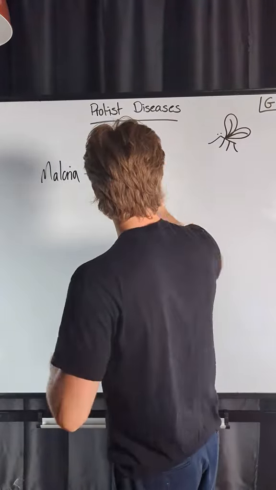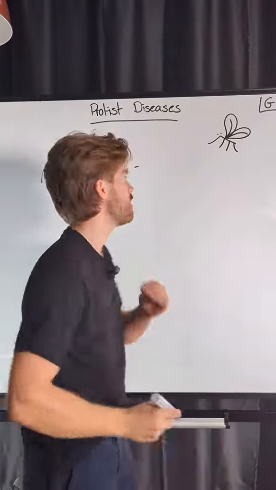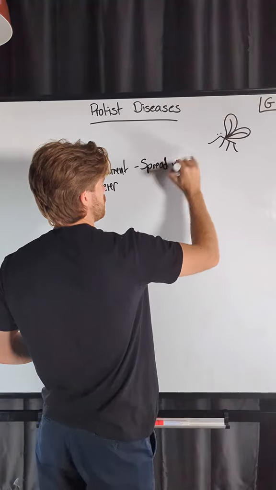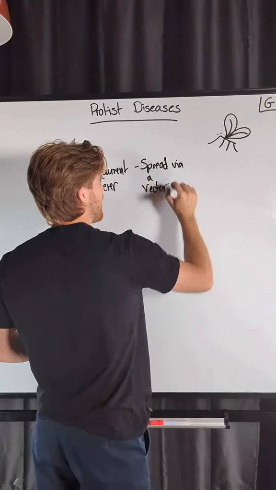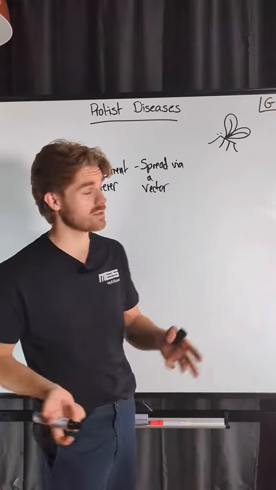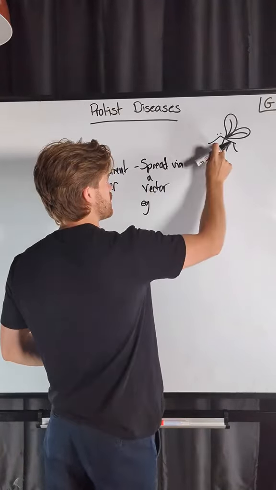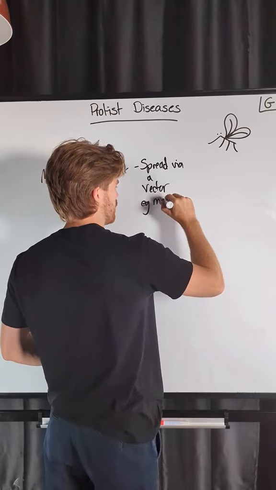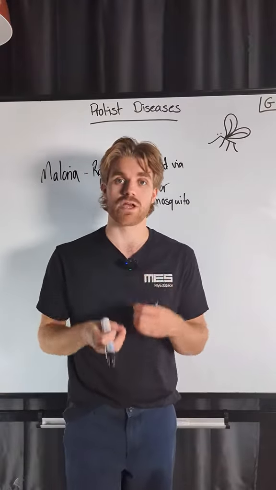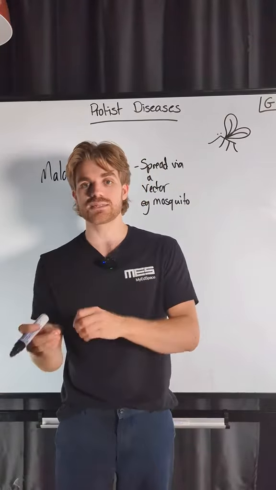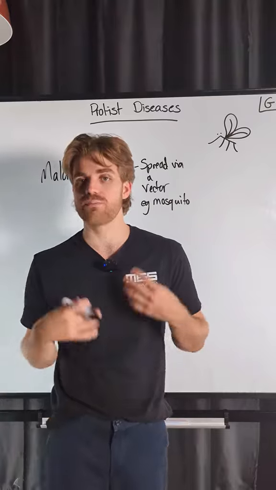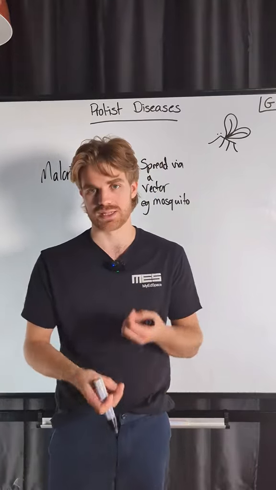Now, the way that the malaria is spread is via a vector. And the vector is the animal that carries the pathogen but is unaffected by it. And in the case of malaria, that is the mosquito. The mosquito is unaffected by the malaria protist, and as it bites a human, it transfers that protist into the human, and then the protist infects and makes the person sick.